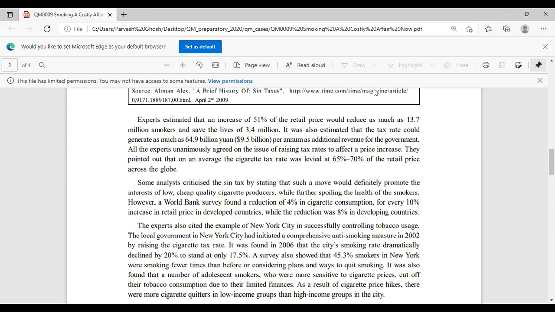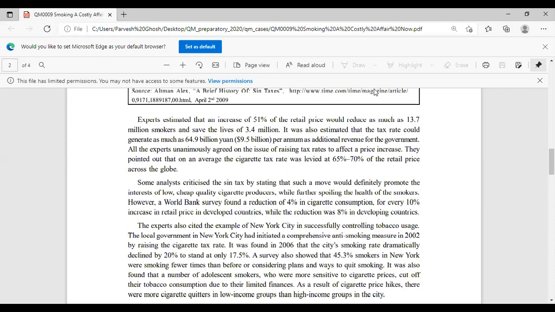Now, it was also estimated that the tax rate could generate as much as 64.9 billion yuan per annum as additional revenues for the governments. You can see the Delhi government is earning huge revenue from the wine shops. Okay. So they will say, whether it is Corona or not, you drink wine, right? You can drink wine. Okay. So 64% retail price across the globe.